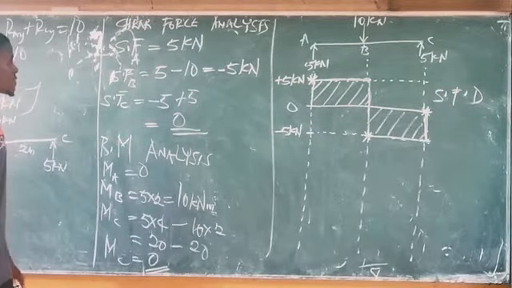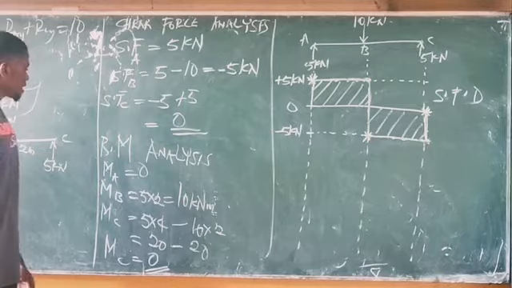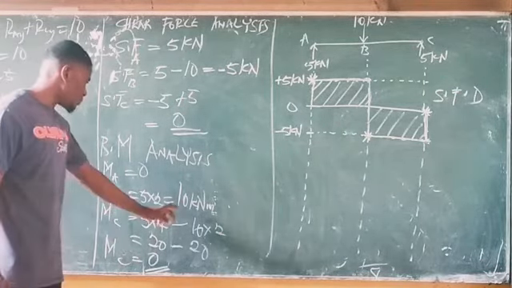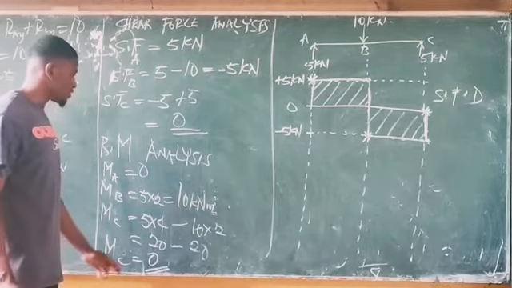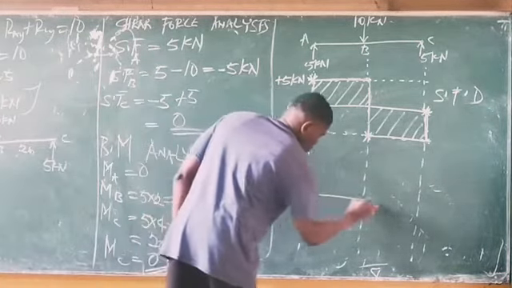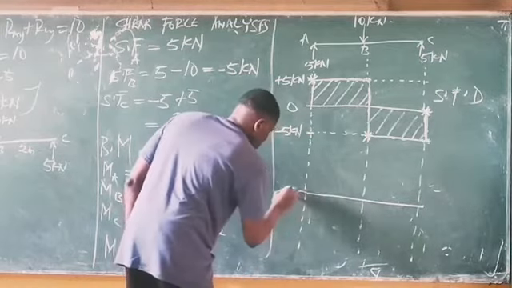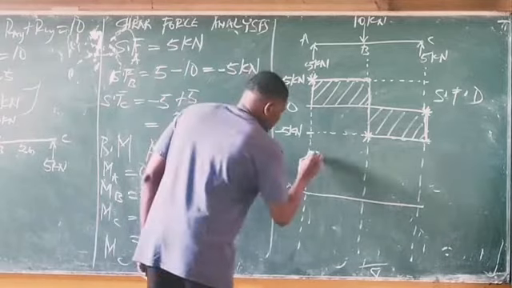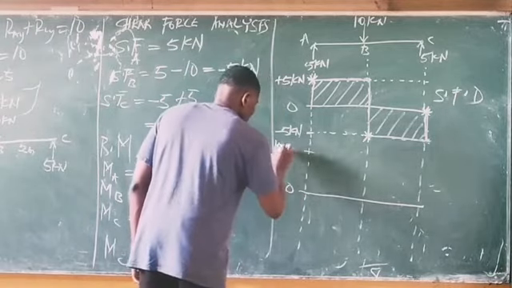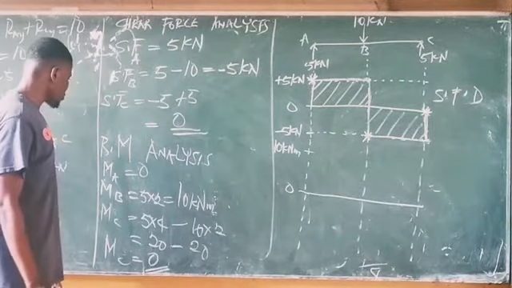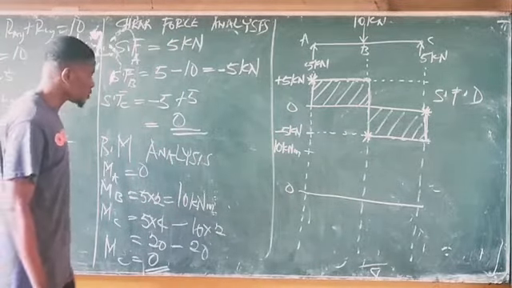Okay, so the next diagram we'll talk about is the bending moment diagram. The highest value for the bending moment is 10 kilonewton meters. The lowest value is 0. So like always, you bring out your origin, O. This is our origin, the 0 mark. And the highest value for bending moment is 10 kilonewton meter. So the moment at point A is 0.